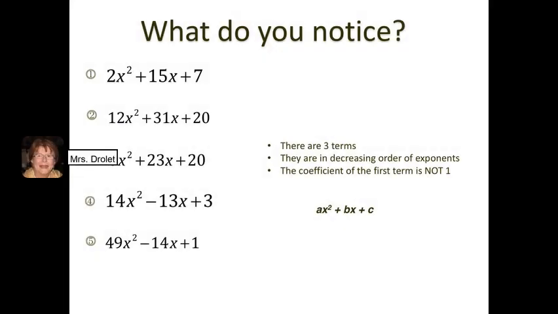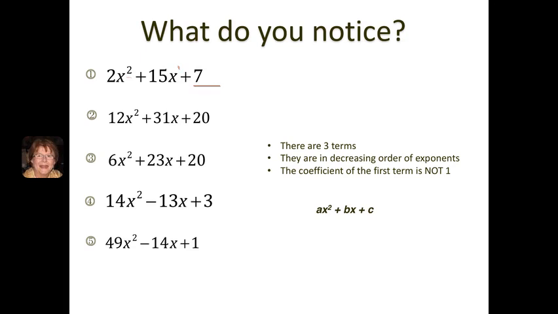Now, in all these 5 examples, we have 3 terms, a trinomial. They are in decreasing order of exponents. What does that mean? Here, the exponent is 2. Here, the exponent is 1. And here, well, there is no variable. We say the exponent is 0. And they're all the same. They're all in decreasing order of exponents.